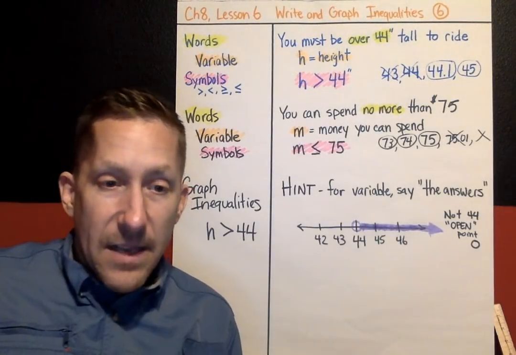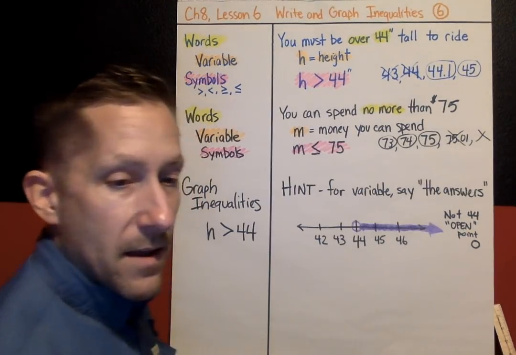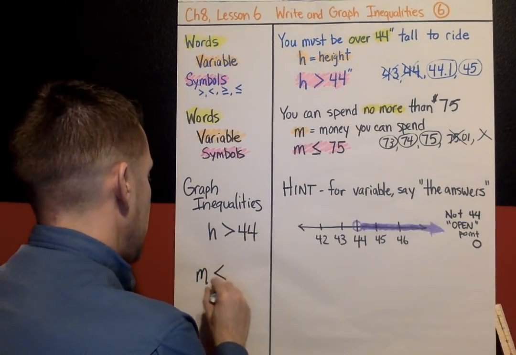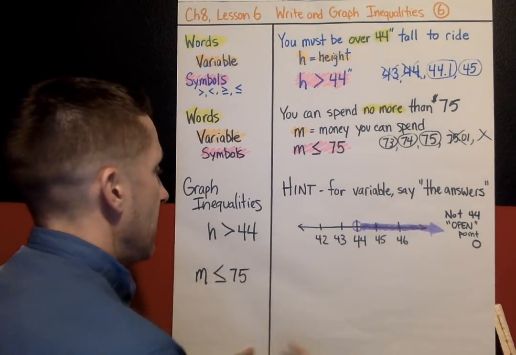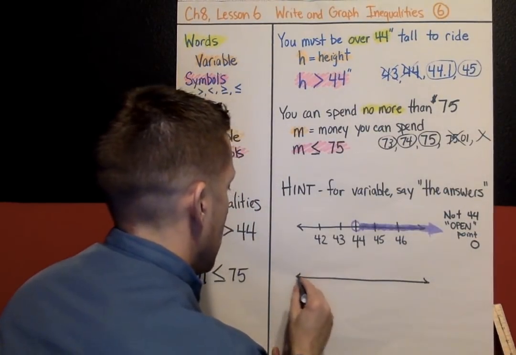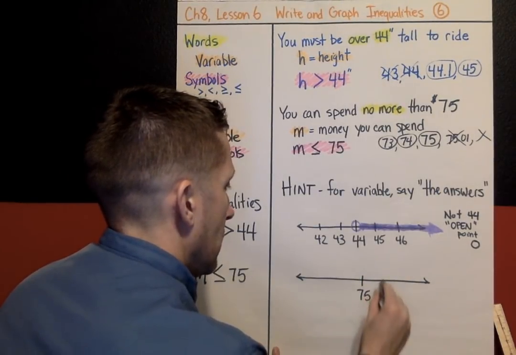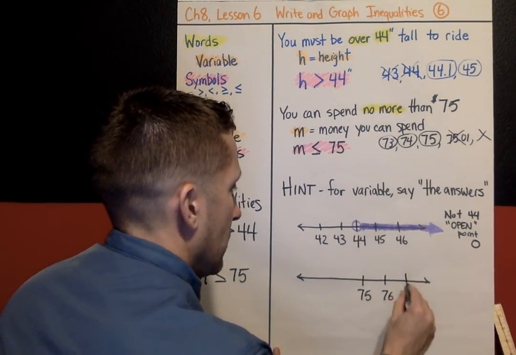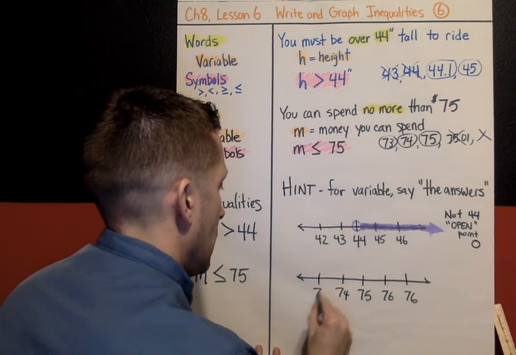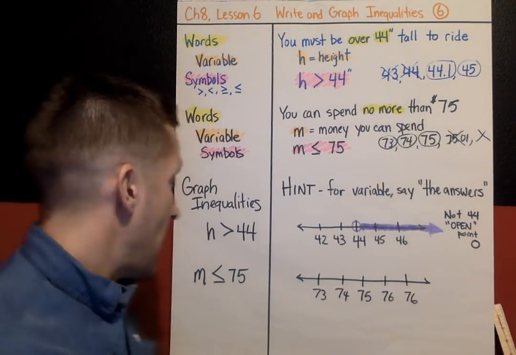Okay, let's graph the other example that we had. The amount of money you can spend is less than or equal to 75. Again, I'm going to make my number line. I'm going to put 75 in the middle. I'm going to count. There's my number line. Now I'm going to think about what fits in here.